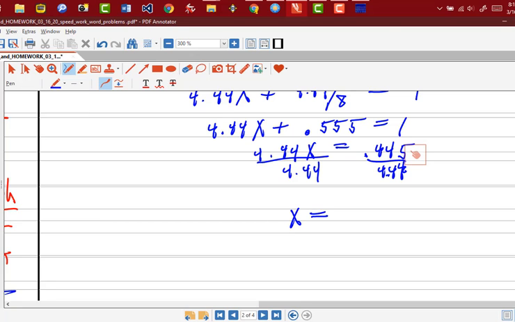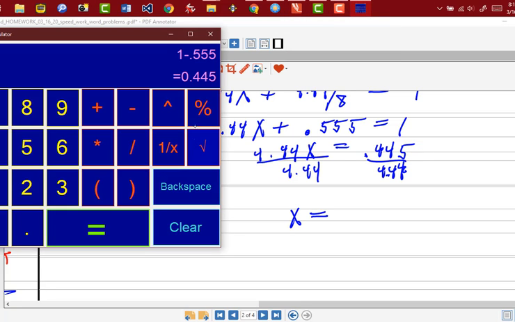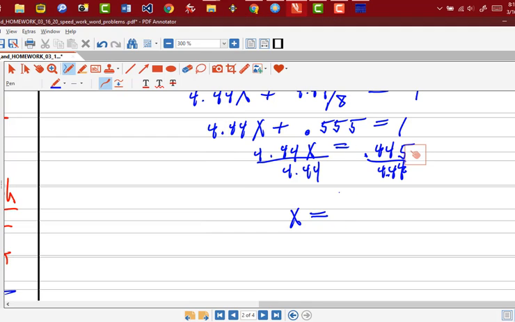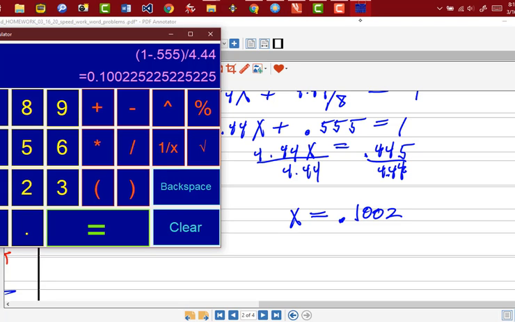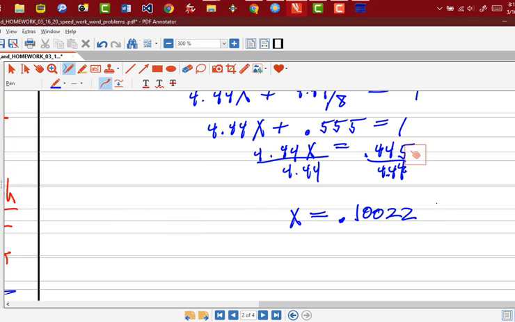And that gives me, okay, so I'm going to round, so that means Adam, I believe, is doing 0.10022 warehouses per hour.